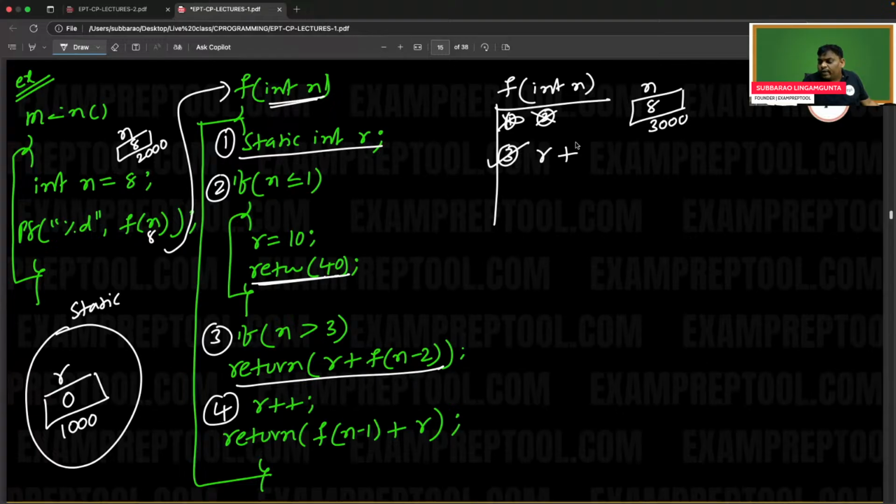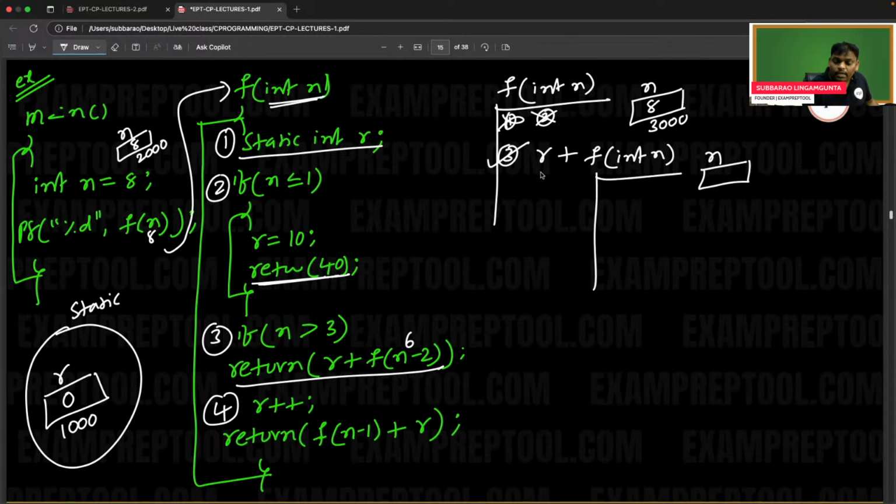So R is waiting for the left side person, waiting for the right side person. But when right came, left one may change. So the best idea is simply write R plus f of R plus f of n minus 2. So n value 8, 8 minus 2, 6. So f of int n, where n is 6.